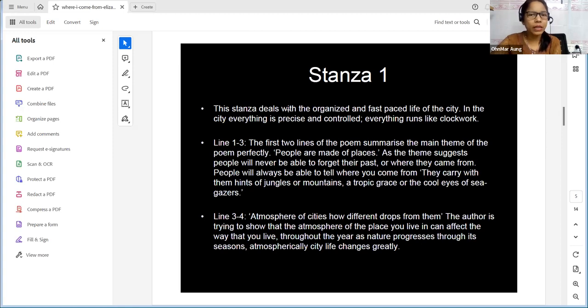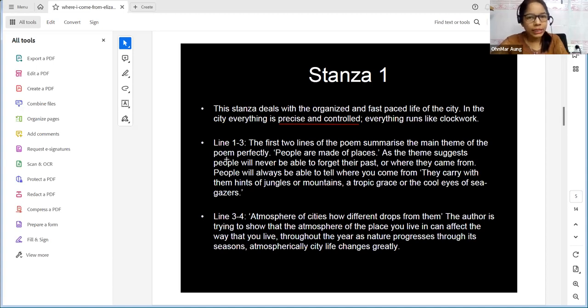Compared to the villages, city life is more organized, right? Because we cannot throw the rubbish anywhere. We have to throw it into the bin. Compared to the countryside, it is quite precise. It means exact. And it is controlled. It is correct. Everything runs like clockwork. So the poet is comparing the countryside and the city life, right? Everything runs like clockwork, so it means that they are like robots. They are always busy. They don't have time to relax, to enjoy their leisure activities. That is the main idea for stanza one.